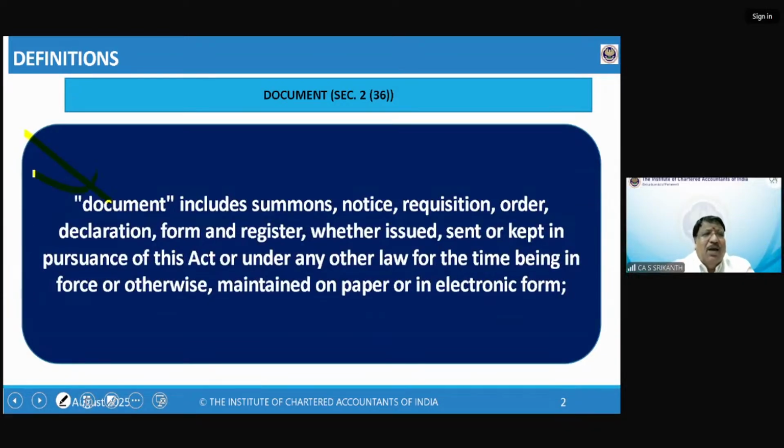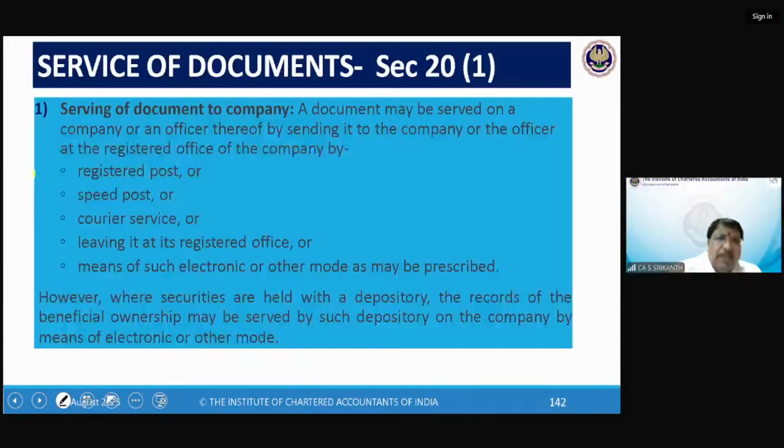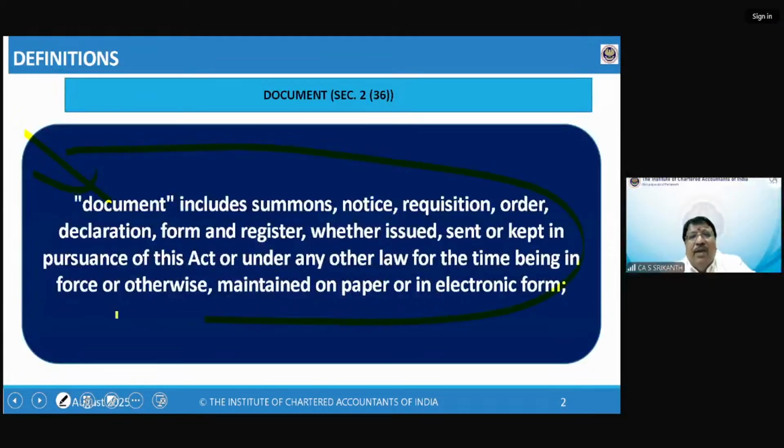So these are all definitions, I don't want to read it. I'm just giving it appropriate place. See, in the institute material, everything comes in one place. You may have to go there every time. This is about service of documents. Document is defined. So therefore, it is anything: summons, notice, requisition, order, declaration, form, register, document. Okay. Whether issued, sent, or kept in pursuance of this act, under any other law for the time being in force, or otherwise. See, this otherwise is also there. Any document. Okay.